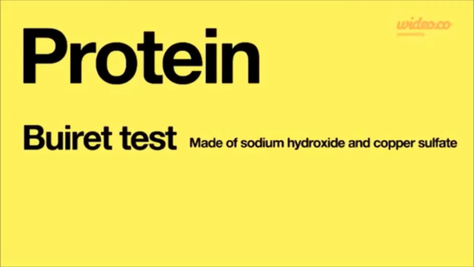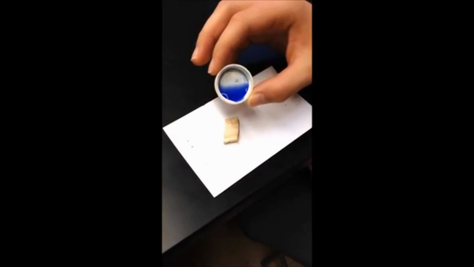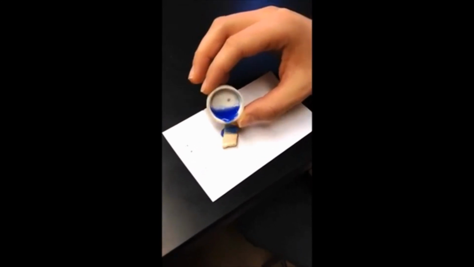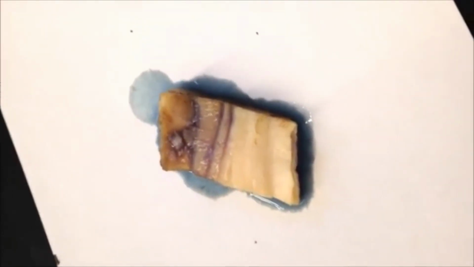What about other food? To find out if a certain food has carbohydrates, proteins, or lipids, a series of tests can be run. For lipids, putting the food on a paper bag and then checking for an oil stain works fine. For proteins, there is the Biuret test. This is made of sodium hydroxide and copper sulfate, and if it turns from blue to purple, there are proteins present.